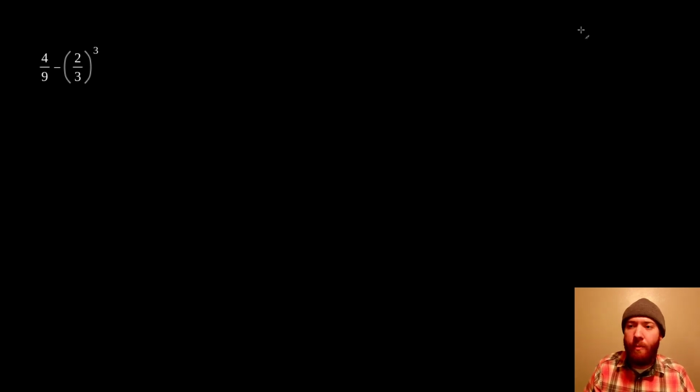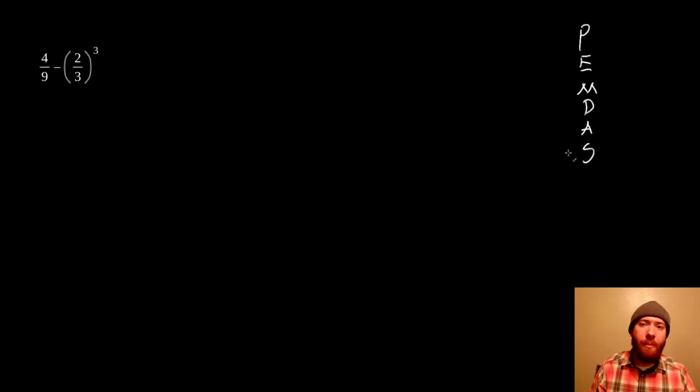Okay, again, we are going to remember PEMDAS. And we're going to start at the top. Is there parentheses in our expression? Yes, but there's nothing to do in there. Is there an exponent? Yes, it is 3. That's where we're going to start. So we're going to start by evaluating this part of the expression right here. What is (2/3) to the power 3? Let's do that over here on the side.